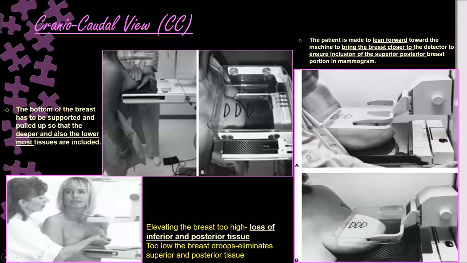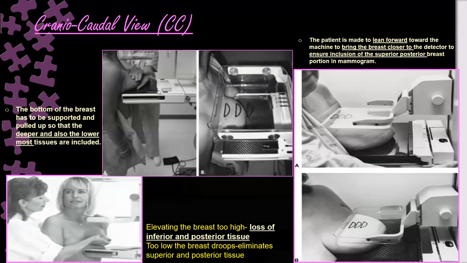So there will be no missing of the superior breast tissue or posterior breast tissue. In this case, look here. Compare this with this one. The patient going back like this, part of the posterior and superior breast tissue might not be included in the image. And we have to make sure that the breast is as close as possible to the detector, not high or low on the detector, because it could also result in some fault of the image. And here, the bottom of the breast has to be supported. You see, look, the technologist supported the bottom of the breast to pull the breast, okay, to ensure that the deep and inferior portions of the breast are included in the image.